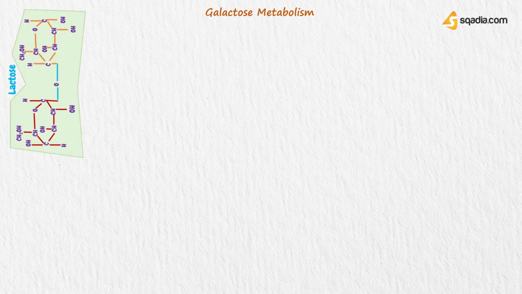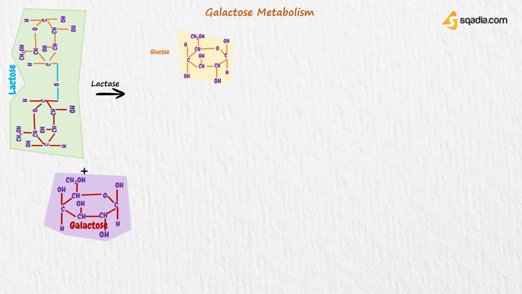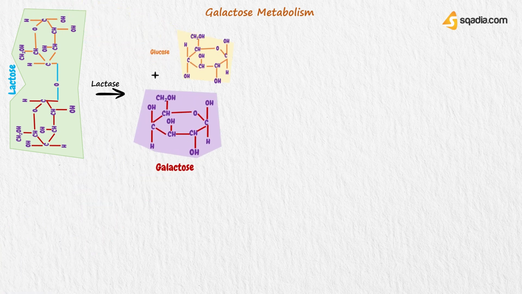Now moving toward galactose metabolism. The main dietary source is the disaccharide lactose found in milk products. Gut lactase hydrolyzes lactose to its components, glucose and galactose. Like glucose, diffusion into the bloodstream from the enterocytes is through the GLUT2 transporter.